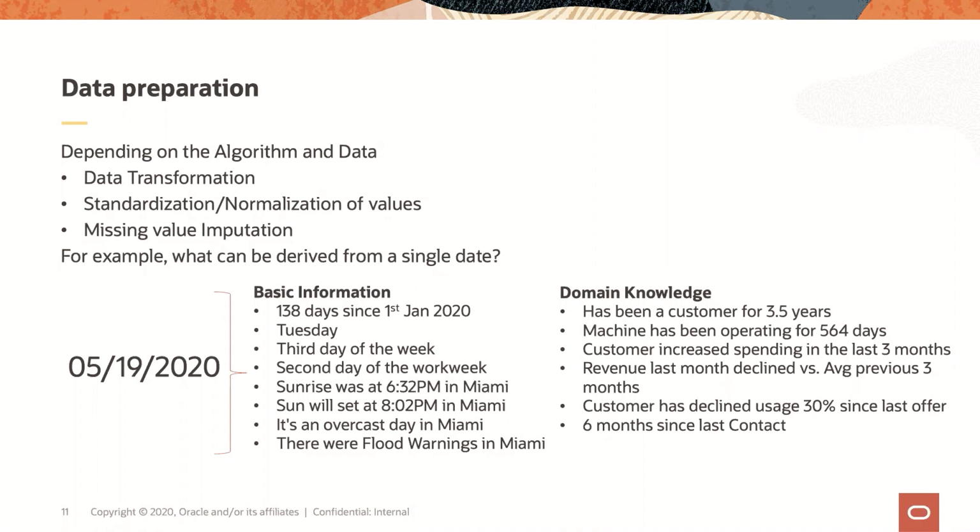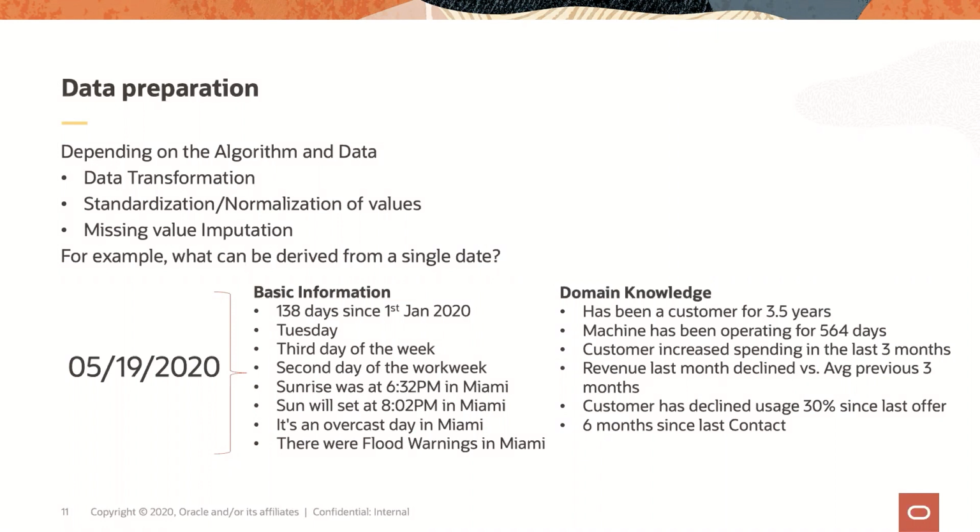I also know that I have a sunrise and sunset, times of that day. I might have the weather of that day. Today is overcast if I look outside here. There were flood warnings in Miami. So why would you think all of those things are important? Well, think about insurance. Think about a car insurance company trying to see if an accident happened on that day.